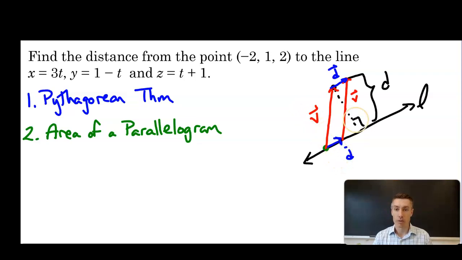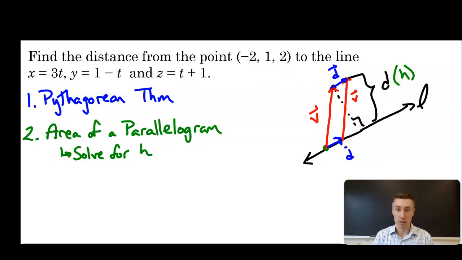Now, how does this help us find the distance? Well, the other way we know to find the area of a parallelogram in a simpler geometric sense is area of the base times the height, which in this case, the base is the direction vector, and the height is the distance that we're looking for. So we want to find the area of the parallelogram and then solve for the height, right? So this distance would be the height of the parallelogram.